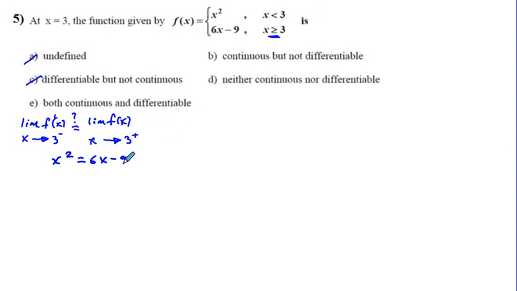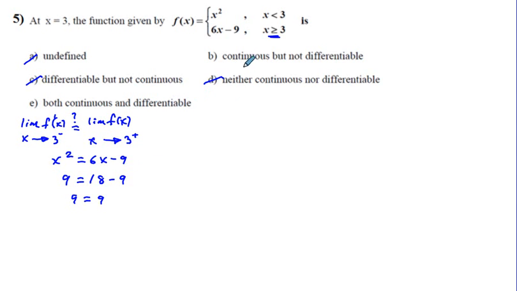minus 9, and now we can plug in our value of 3, so we have 3 squared or 9 on the left side, and the right side we have 6 times 3 or 18 minus 9. We end up with 9 equals 9. So this is a demonstration of continuity, and so D is not a correct answer.